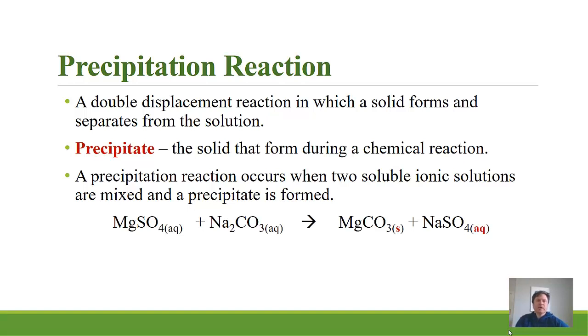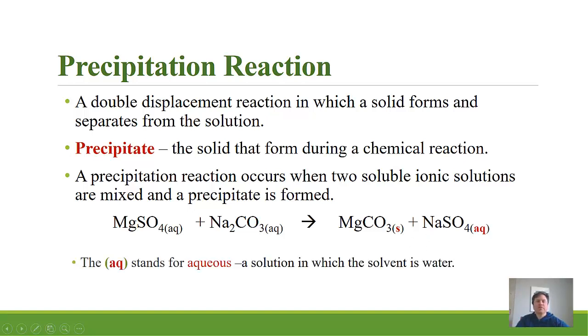So look at this one. If we take magnesium sulfate plus sodium carbonate, now remember the AQ means aqueous, which means dissolved in water. So we have magnesium sulfate dissolved in water plus sodium carbonate, and they're going to form magnesium carbonate, and that's going to be S, our solid or precipitate, and then we're also going to form sodium sulfate in there. So AQ stands for aqueous, which means the solvent is water and the chemical is dissolved in it.